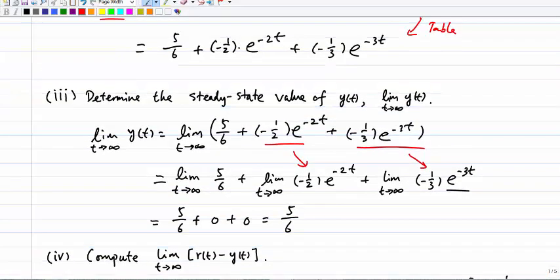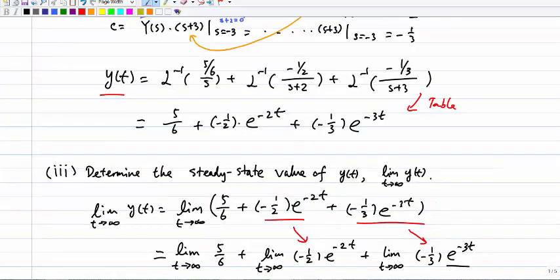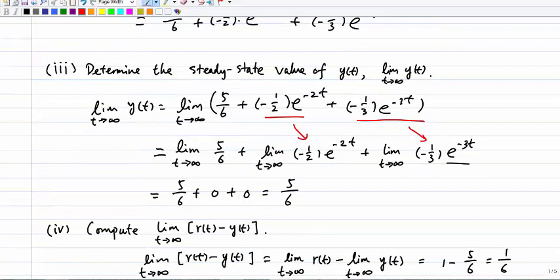If we take a look at these limits, the first one, because it's constant, the limit will be itself, 5 over 6. The second and third limits will be 0 because this term goes to 0 and this term goes to 0 as t goes to infinity. So this becomes 5 over 6 plus 0 plus 0, which is 5 over 6.